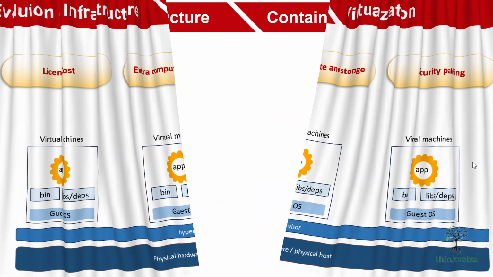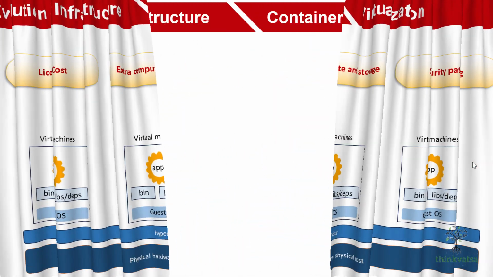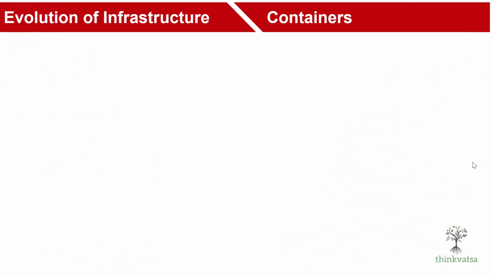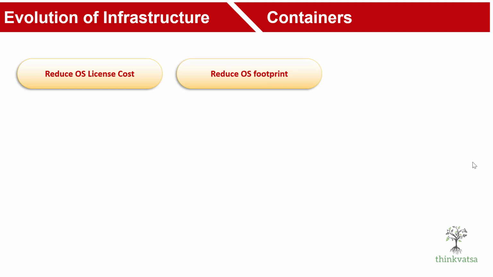So while virtualization improved things, we started asking ourselves some real questions like, can we cut down on OS license cost? I mean, why pay for a full OS on every single VM? Can we shrink that OS footprint, that additional CPU, memory, storage required for each VM? How to save time and effort on all the patching and maintenance that comes with managing so many VMs? Because you see, we were provisioning a VM for each app.